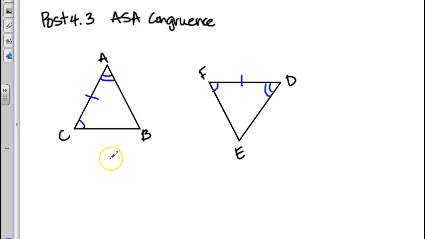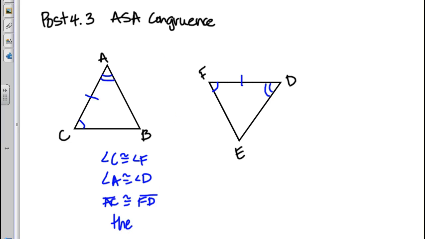And so we would make a list just like we did with side, side, side, and side, angle, side. Angle C is congruent to angle F. Angle A is congruent to angle D, and side AC is congruent to side FD. Therefore, and we could put the word then there also, but we can also use those three dots for therefore if you would like to here.